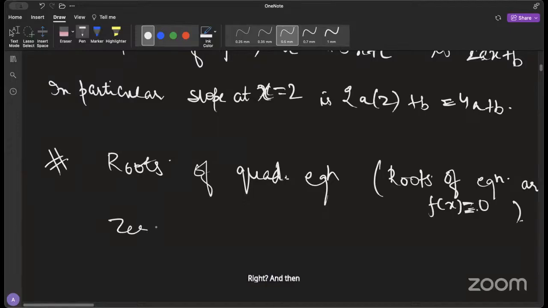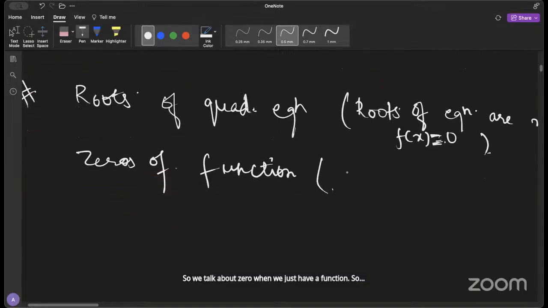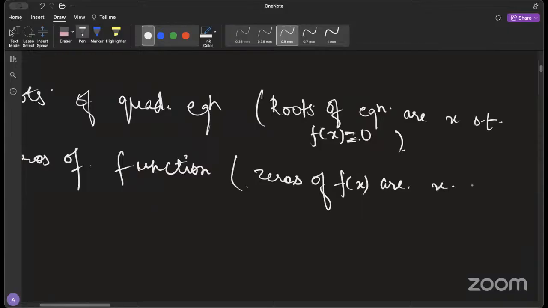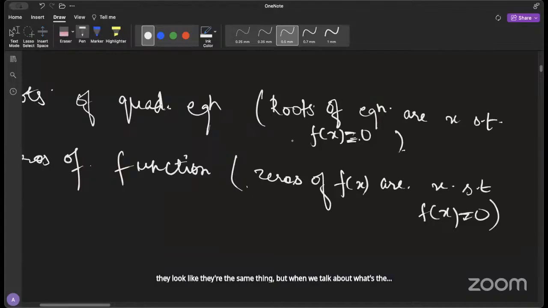And then comes the zeros. Zeros are of the functions. We talk about zeros when we just have a function. So zeros of f(x) are values x such that f(x) equals 0. They look like they're the same thing, but the significant difference between them is that roots are discussed when you're talking about equations, and when you're talking about a function, you say that they're zeros.